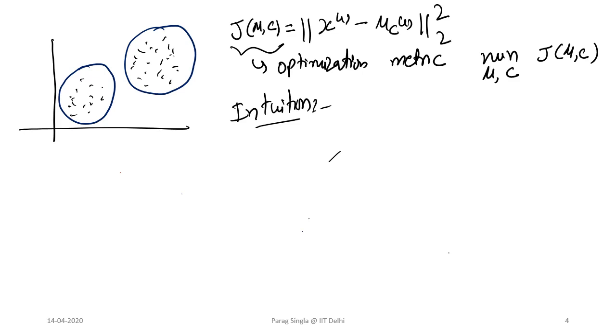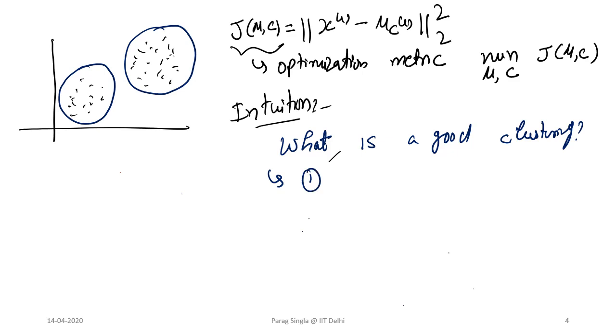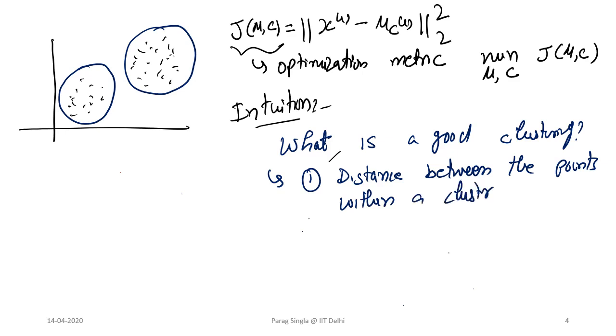And what is the intuition? The question that we would like to ask is, what is a good clustering? Intuitively, a good clustering is the one, which is also demonstrated by the one on the top left here, that satisfies the following objectives. The first one is that the distance between the points within a cluster should be minimized.